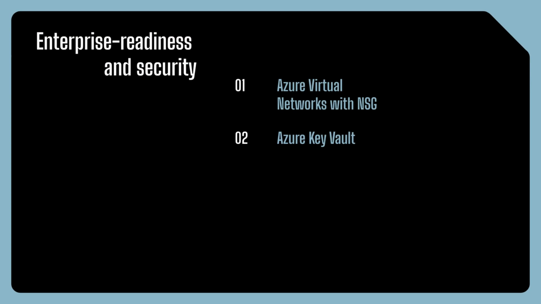Enterprise readiness and security. Azure Virtual Networks with network security groups. Azure Key Vault, where you can save security secrets, such as access information for storage accounts. Azure Container Registry, set up behind a virtual network.